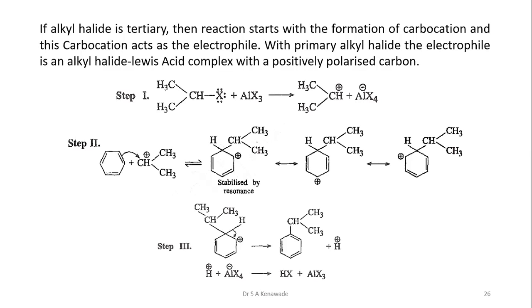In step first, this tertiary alkyl halide reacts with Lewis acid and produces a tertiary carbocation. This tertiary carbocation is attacked by benzene and produces a carbocation in the benzene, and this can be stabilized by its resonance structures. And at step 3, one of the protons is captured by Lewis acid, which produces the substituted benzene.